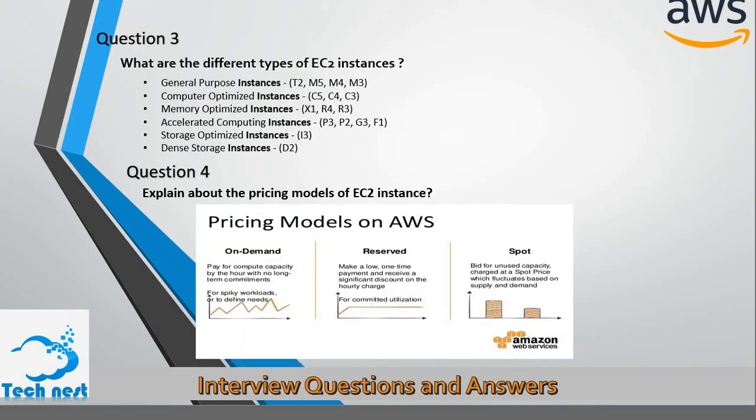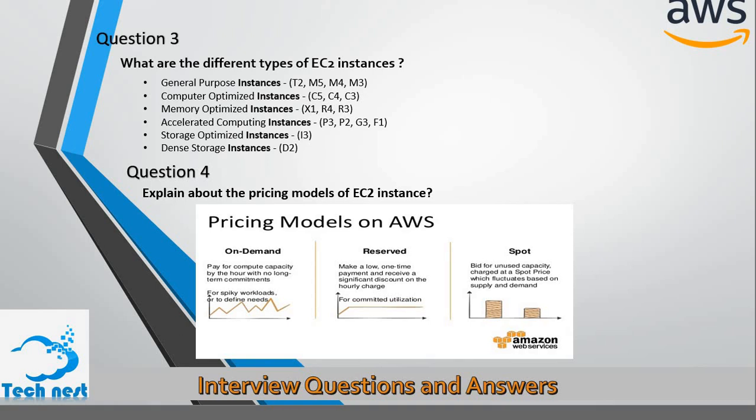Okay, let's move on to question 3. What are the different types of EC2 instances? The types of EC2 instances are general purpose instances, compute optimized instances, memory optimized instances, accelerated computing instances, storage optimized instances, and dense storage instances.